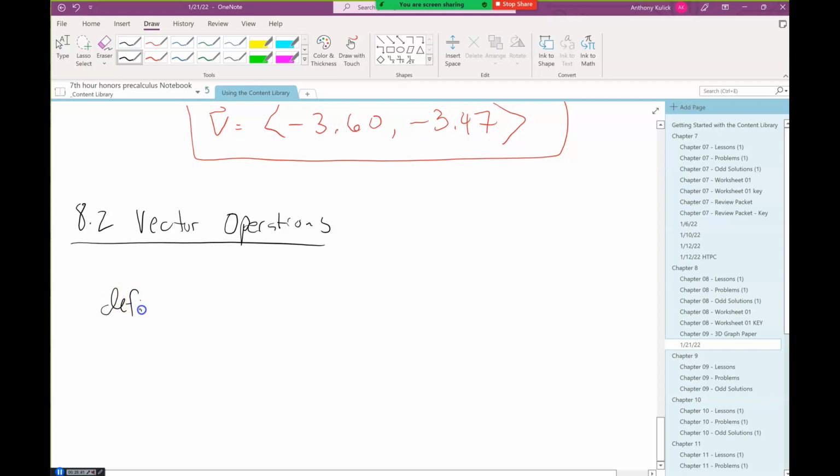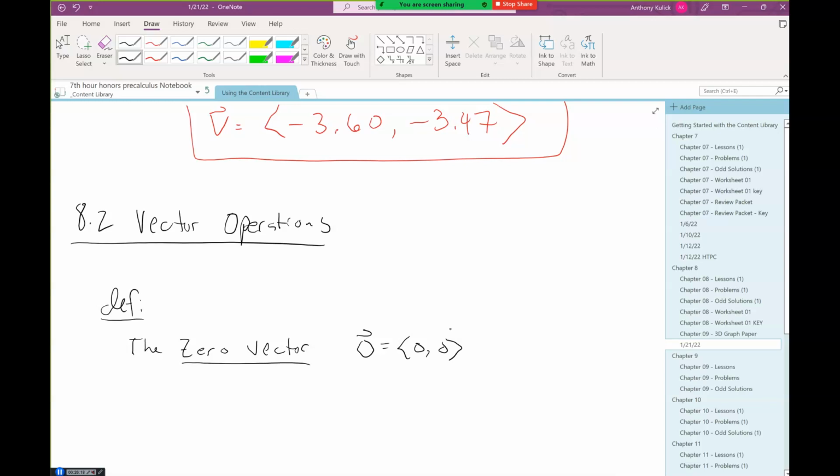We're going to start by defining a very special vector called the zero vector. So the zero vector, I'm going to name with a special letter. What letter do you suppose we're going to use to name the zero vector? O. Yeah, why O? Looks like a 0. So the zero vector is equal to the component form 0, 0.